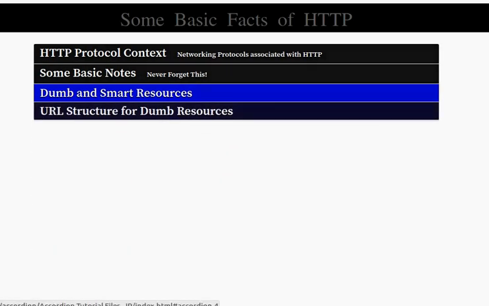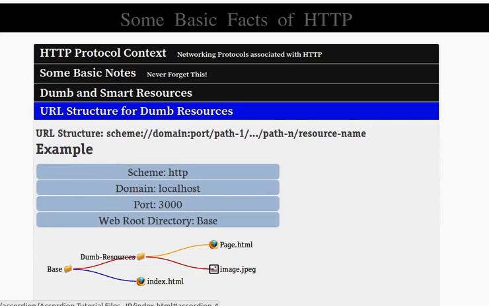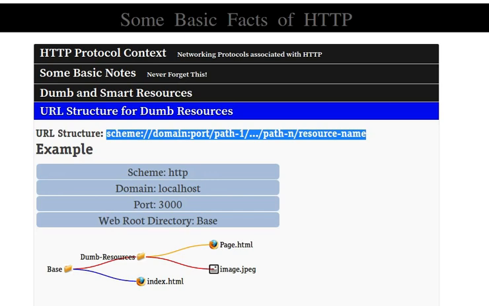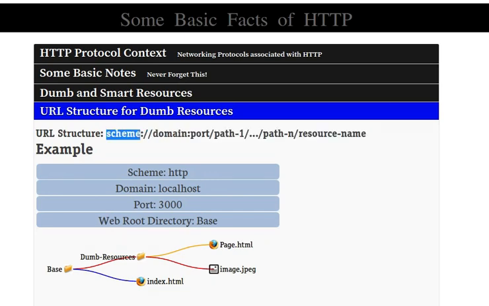Let us now understand the structure of a URL for dumb resources with an example. This is the general structure of a URL. This has 5 components. The first component is the scheme. Scheme can be either HTTP or HTTPS. Only 2 values are possible. Second component is the domain of the website. Third component is the port number on which the web server operates. If the port is omitted, then the browser assumes the port to be 80. In other words, there is no need to mention the port if the port is 80.